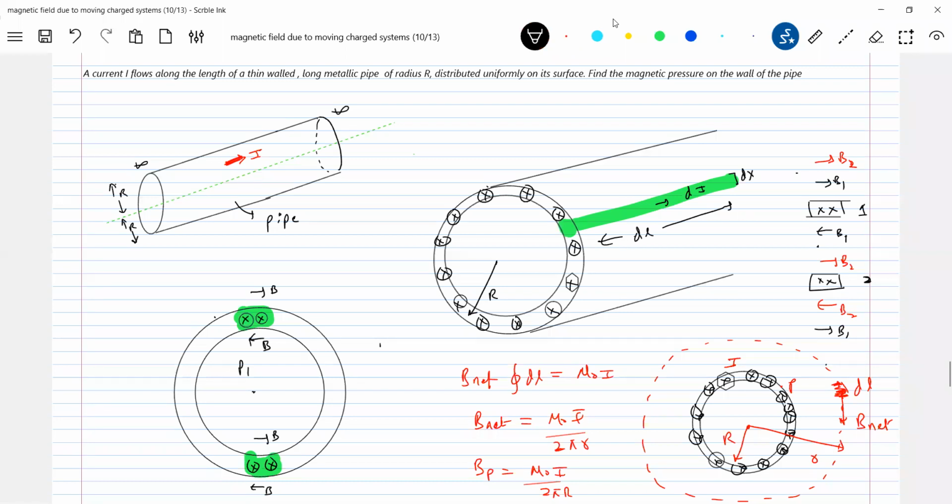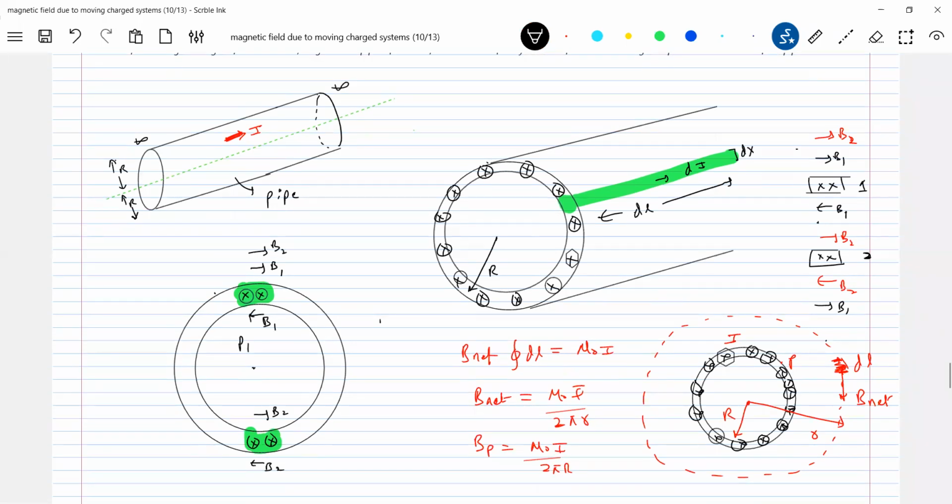I'll accordingly change symbols here. This we took B1, B1, B2, B1, B2. Sir, in the bottom, the B1 should be towards left, no, sir? Yes, okay, fine. Now, what is B1 plus B2? B1 plus B2 is BP, no? On the surface.